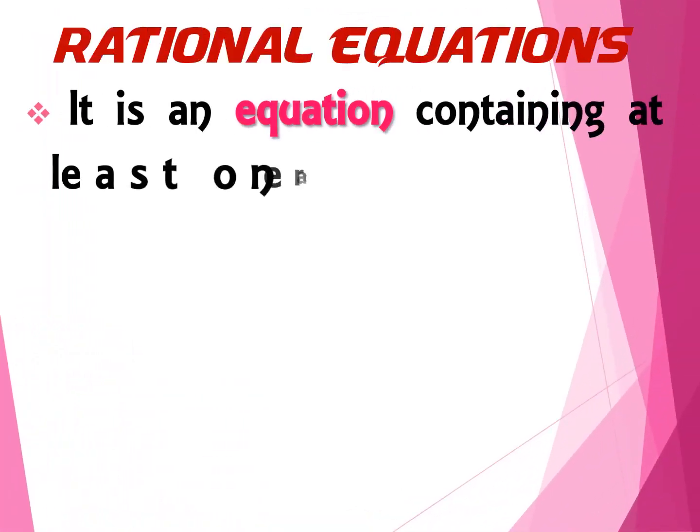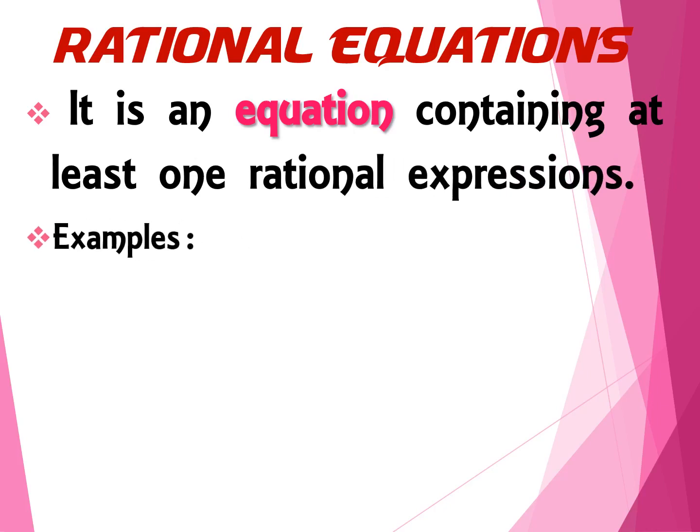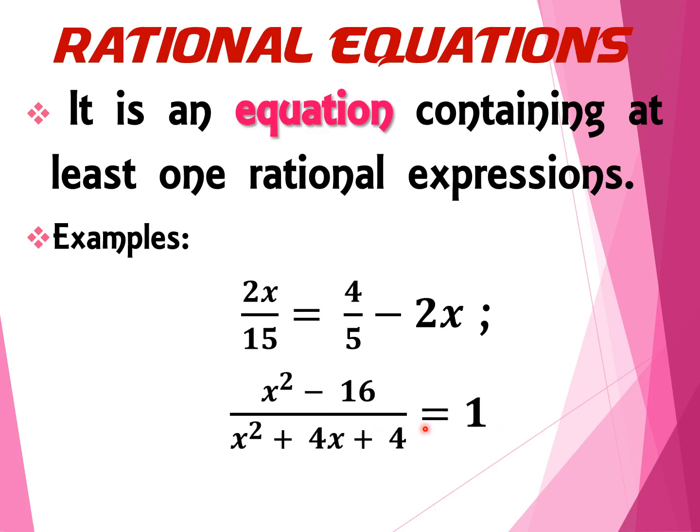So let's have now rational equations. It is an equation containing at least one rational expression. For example, you have 2x over 15 is equal to 4 over 5 minus 2x. Or you have x squared minus 16 over x squared plus 4x plus 4 is equal to 1. So we have at least one rational expression on either side. It could be on both sides.